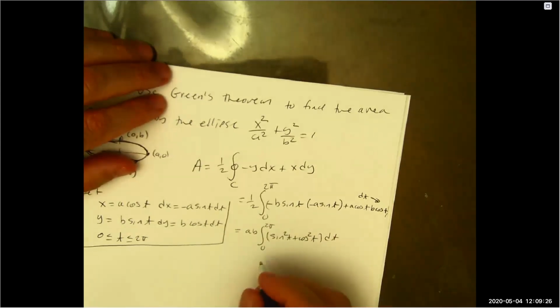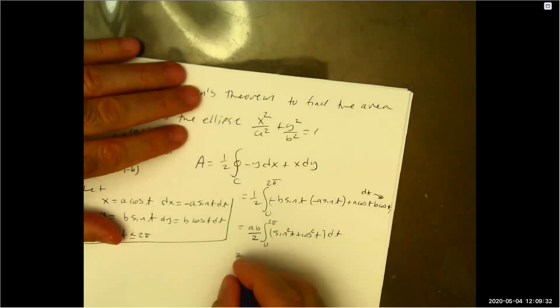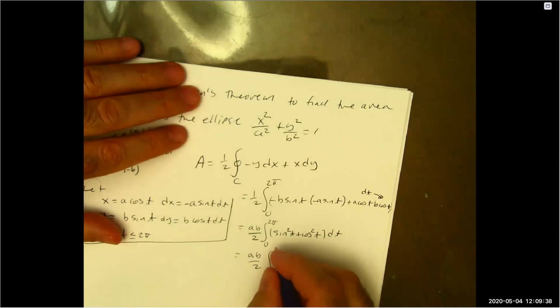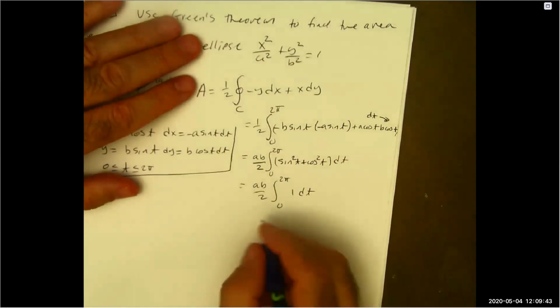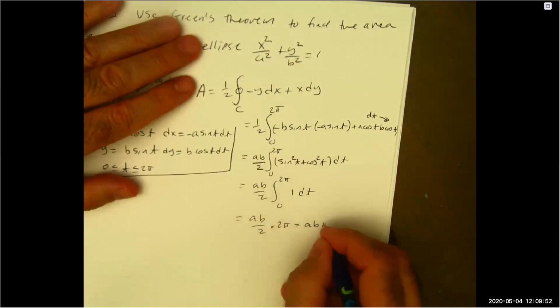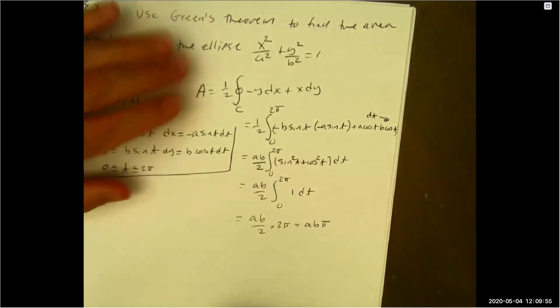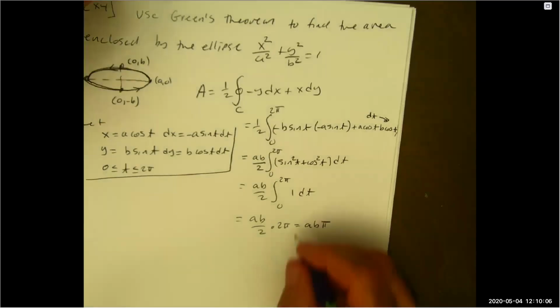And so we end up, and I forgot the 2 there, so over 2. And so then this is going to be equal to AB over 2, and then we'll have the integral from 0 to 2 pi of just 1. And so what we get there is AB over 2 times 2 pi. And so we have AB times pi. So if the a and b were the same, so it's a circle, then you'd have pi a squared or pi r squared, which is the area of the circle. And so that's it. So that's our area.